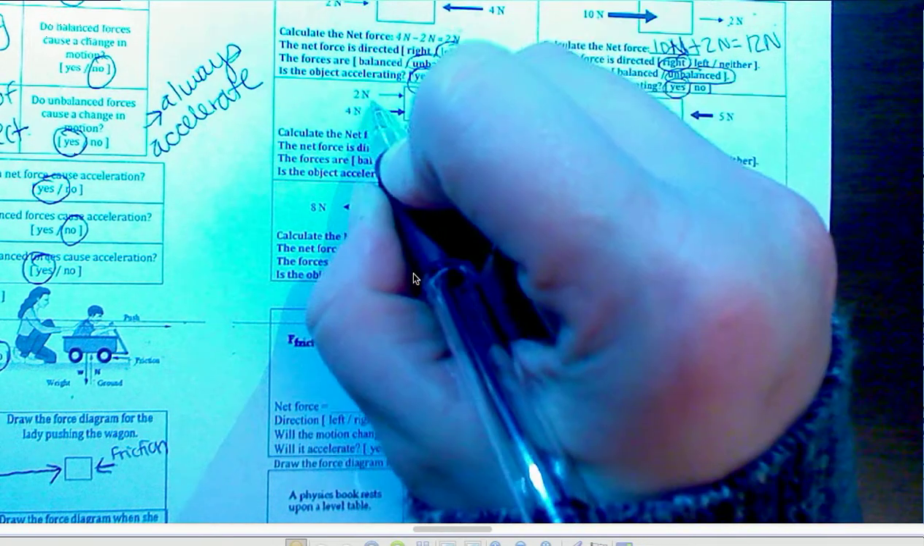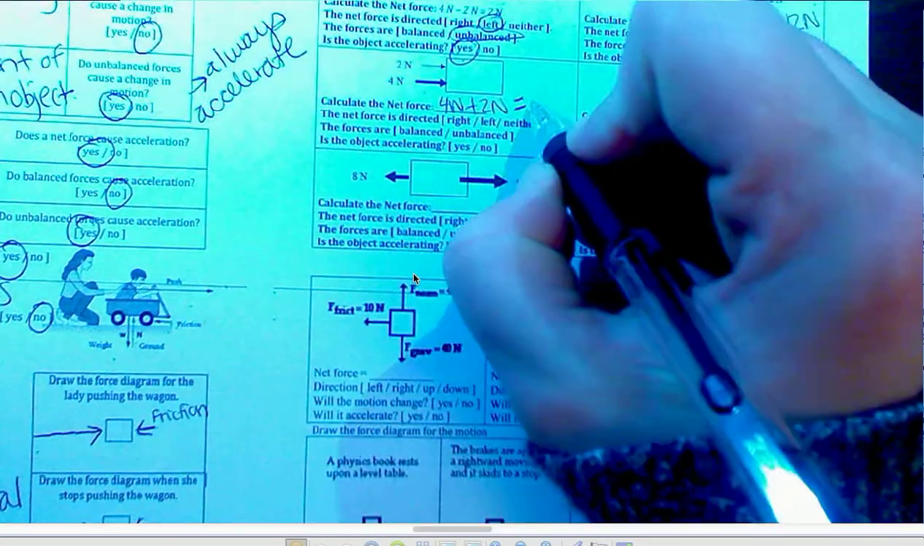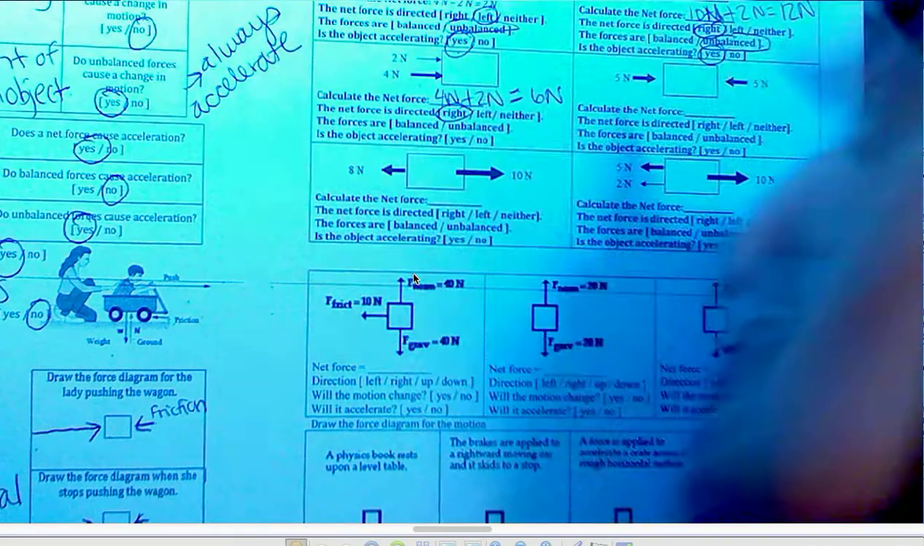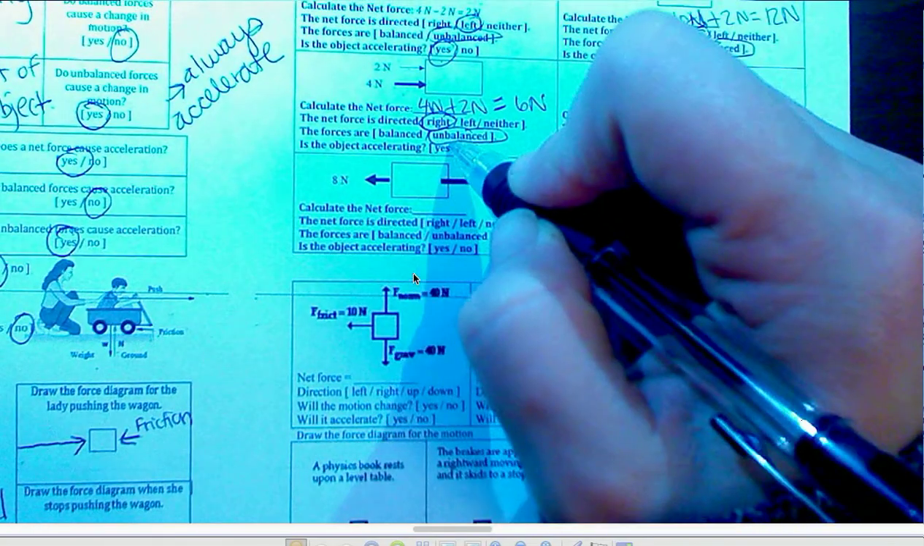Here we have more forces that are acting together again. So we have 4 newtons plus 2 newtons because they're on the same side and they're working together. Okay? Up here this was pulling and this was pushing. Here they're both pushing. So we should have 6 newtons. They're working together to go to the right. Yes, they're unbalanced because we don't have 0, which means since we're unbalanced, we are accelerating.